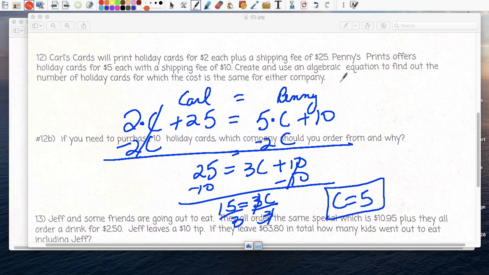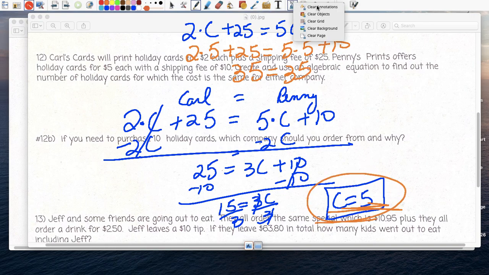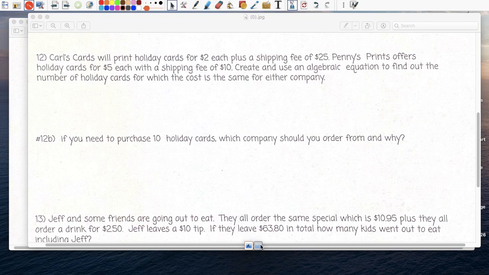So if you only wanted to make 5 cards, it doesn't matter where you go because it's going to end up the same. So let's do a check. Here's my original equation: 2c plus 25 equals 5c plus 10. Let's replace the c with 5, which is what we found. So 2 times 5 plus 25. On the other side, it's going to be 5 times 5 plus 10. 2 times 5 is 10. 10 plus 25 is 35 on the left. 5 times 5 is 25, plus 10 is also 35. So at 5 cards, if that's all you're making, it doesn't matter where you go. Both companies will give you the same total cost.